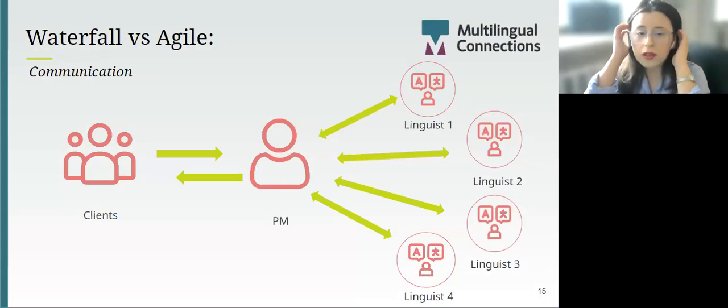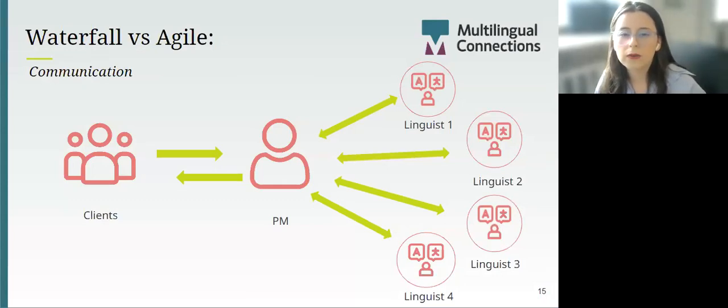Now, if we take a look at the differences between waterfall and agile, let's break it down in a clearer way. Let's take communication as the first item. In terms of communication among LSPs and clients and LSPs and linguists, this is how it will look in a sequential process. As the PM, like I said, you're usually the one main point of contact with the client.